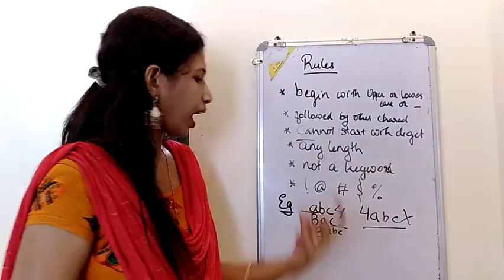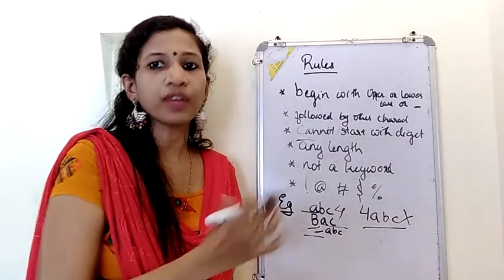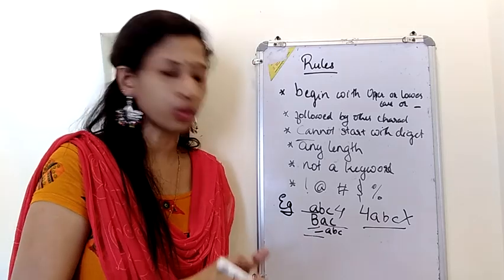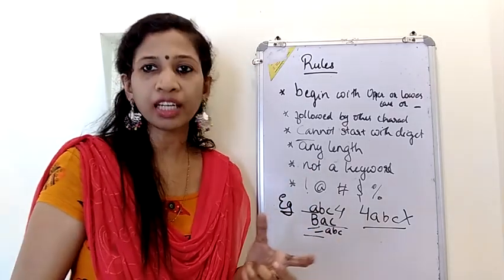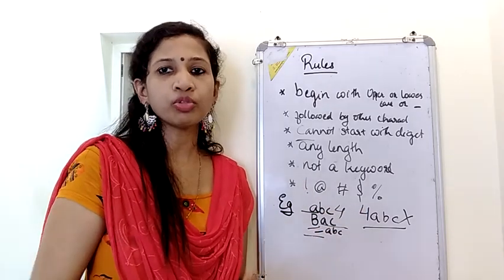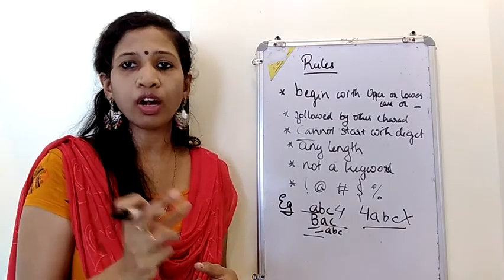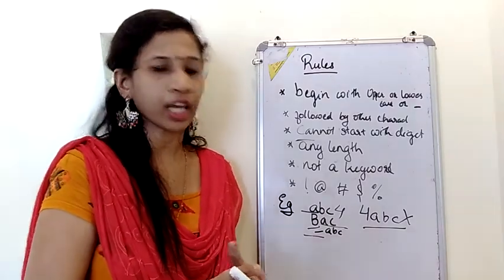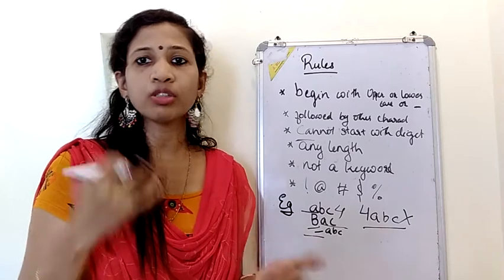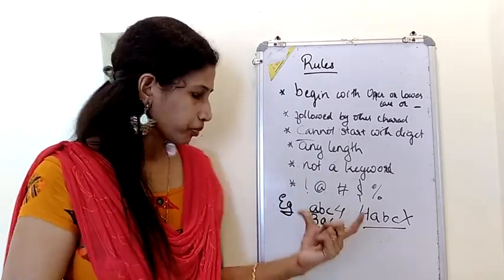The identifier's length can be any. Any length identifiers can be used. But it is convenient for us to use short names. When we are giving a name to a variable, we usually use small or short names, for easy understanding and also for remembering the words.